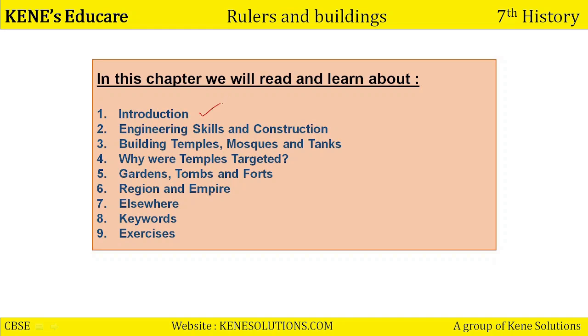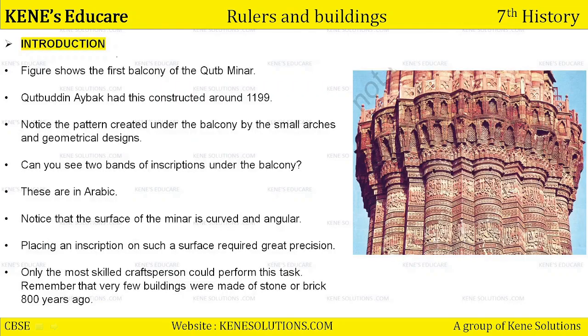First will be the introduction to the chapter. Then we will read the engineering skills and construction of the buildings. Then we will cover the topic building the temples, mosques and tanks by various rulers and why were mostly temples targeted by each ruler. Then we will read the gardens, the tombs and the very famous forts of various rulers. We'll know about the region and the empire and then we'll study the story of elsewhere as we do in every chapter. Then we will read some associated keywords of the chapter and then we will recall the chapter with the help of some exercises. Okay? Okay, let's read the introduction of the chapter.